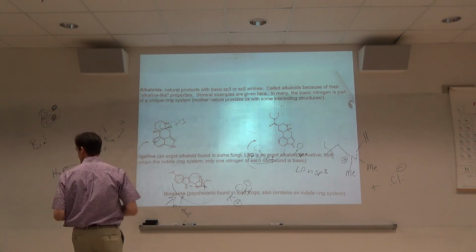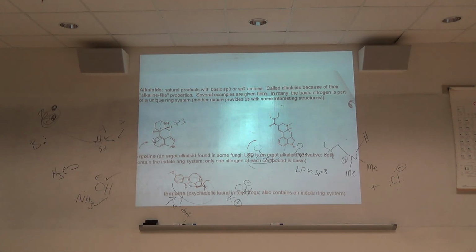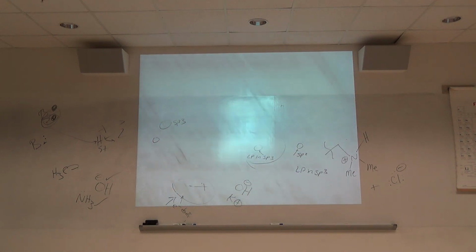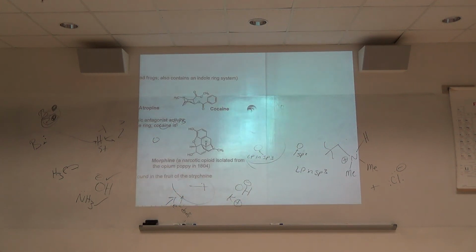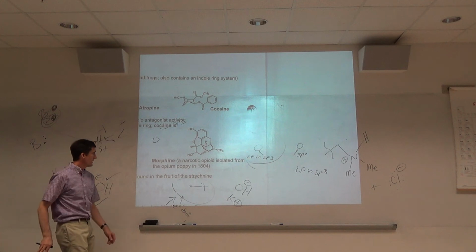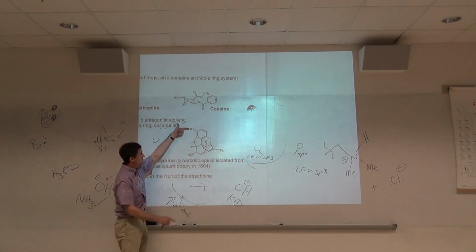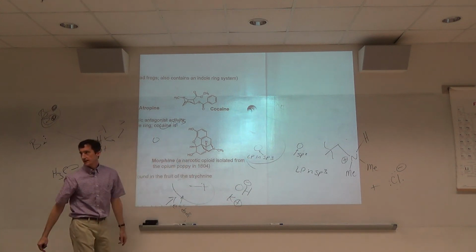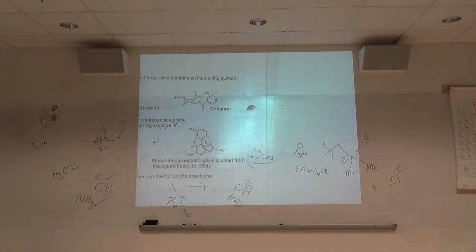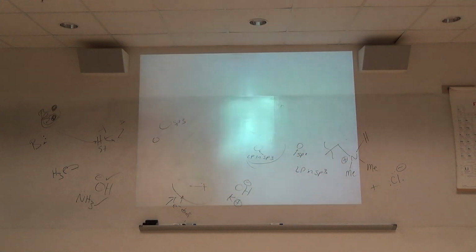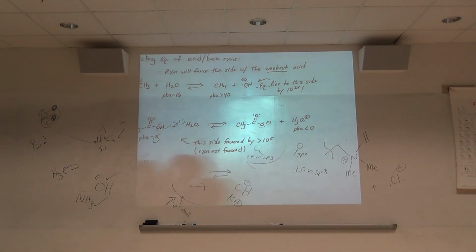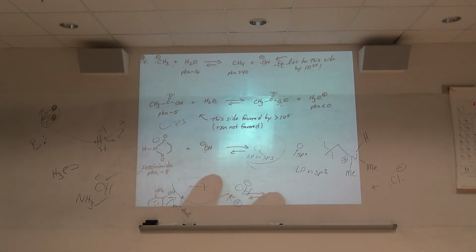Lots of alkaloids are like illicit drugs, or some are actually morphine. Morphine comes from the opium poppy. If you put acetyl groups on these OHs, you get what? Heroin.